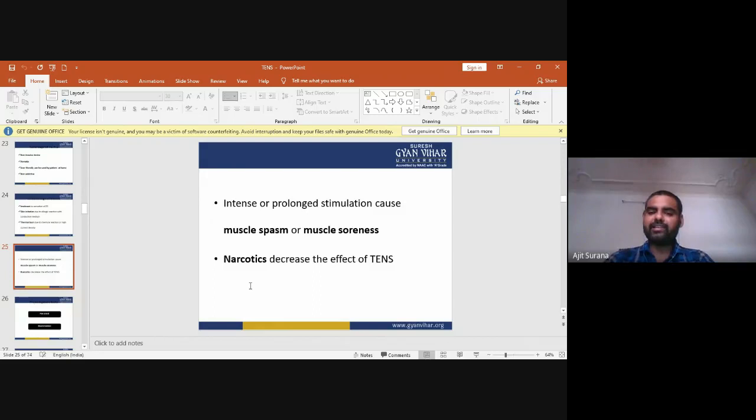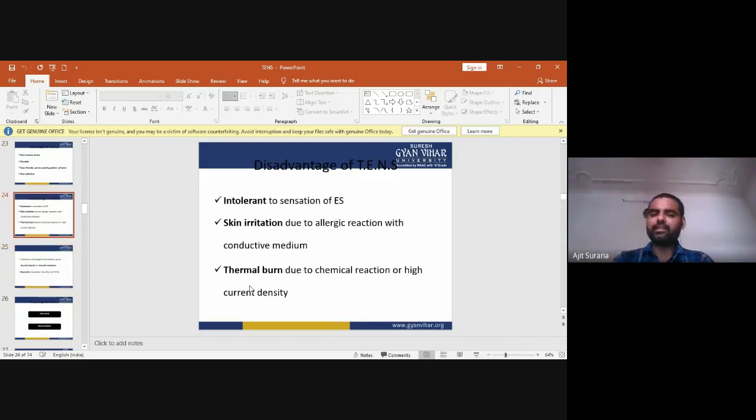Now, intense or prolonged stimulation can cause muscle spasm or muscle soreness. Narcotics decrease the effect of the TENS. So these are the disadvantages of the TENS.